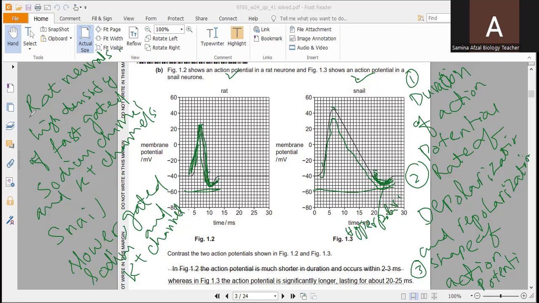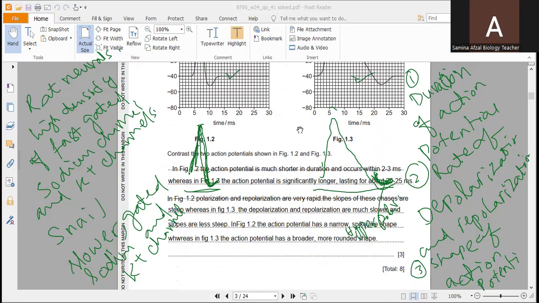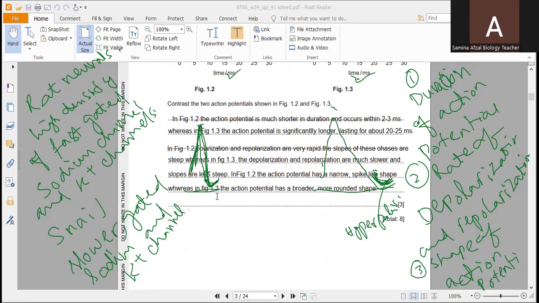So I have already written the answer as well. I have explained it, and I have written this answer as well. You can read it, you can understand it. In figure 2, the action potential is of much shorter duration. I have already written all these contrasting points for both of them, and I have also written the reason for these contrasts. So I think it will be enough for you.